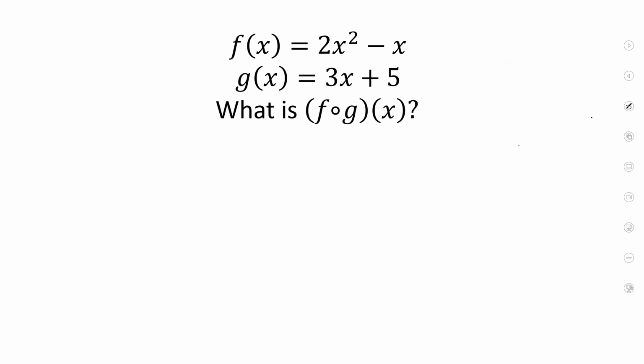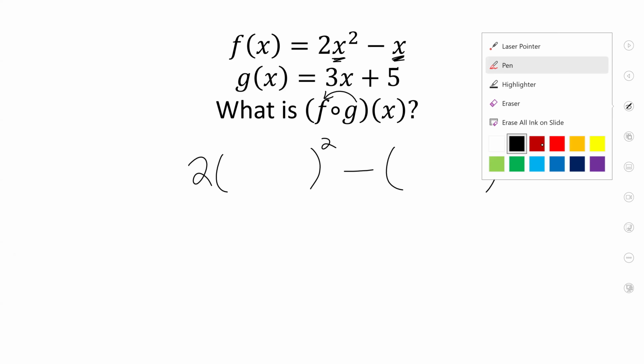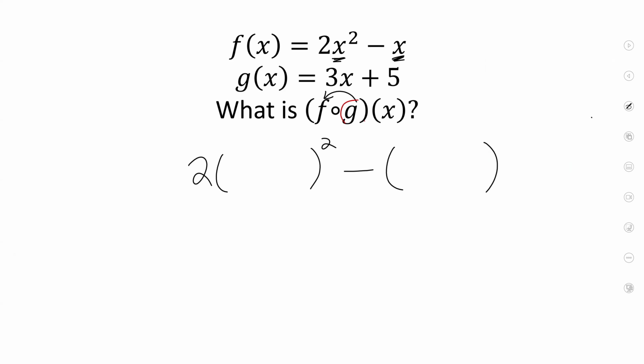This means I'm going to put g of x inside of f. So I'm going to write f nice and big. Instead of this x, put parentheses. Minus, instead of this x, put parentheses. Inside of those parentheses, we're going to put g inside of f. So we're going to put g inside of these parentheses. So I'm going to put 3x plus 5 and 3x plus 5.